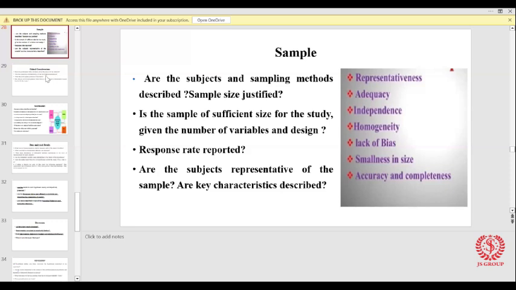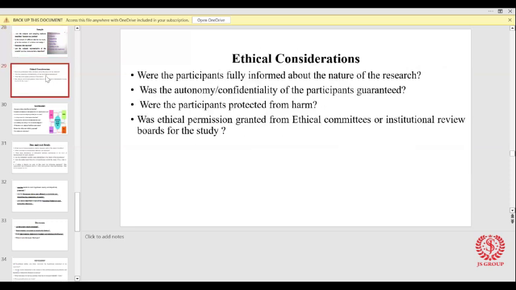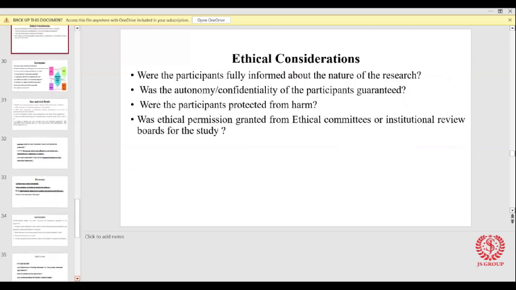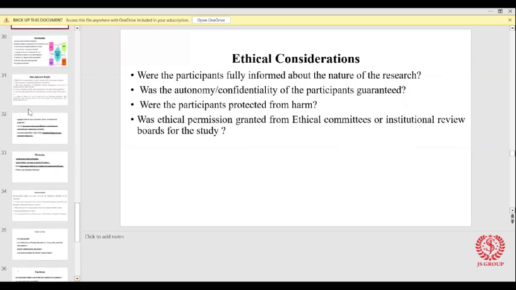Next one is ethical consideration. There are many ethical principles we have to follow, like beneficence. That means whatever research intervention we are using should benefit the participants. Non-maleficence means it should not harm the participants. Then honesty, loyalty, and justice should be there. Justice means they have to decide freely and voluntarily whether to participate in the study or not. We should not force any participants.